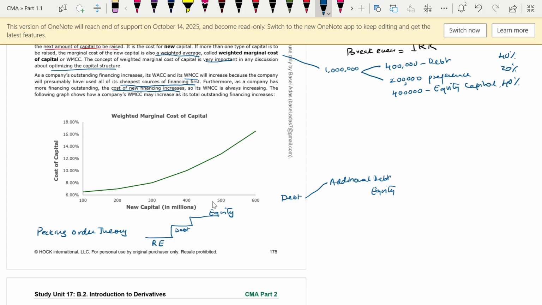Assume the previous outstanding loan is at 4%. Now, if I ask for an additional loan, definitely the additional loan will be how much? It will be at the rate of 4.4%, a little bit higher, because if the loan increases, the financial risk will also increase. That is the reason for marginal cost of capital. As the new capital increases, the marginal cost of capital is also increasing.